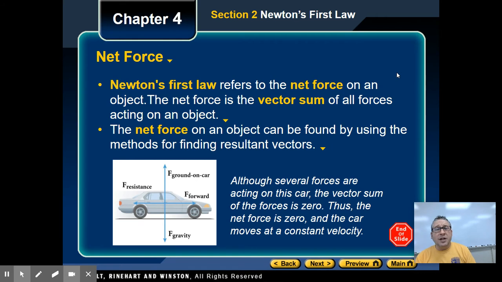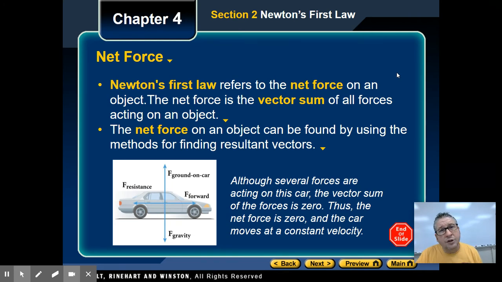So the net force on an object is going to be a vector sum of all the forces acting on the object. And it can be found by using methods for finding resultant vectors. What we did last chapter. It's all coming back now. So if we look at this image of the car here, the car is sitting on a flat surface, okay? So although several forces are acting on this car, the vector sum of the forces is 0.